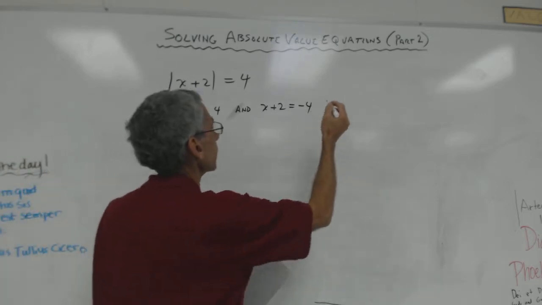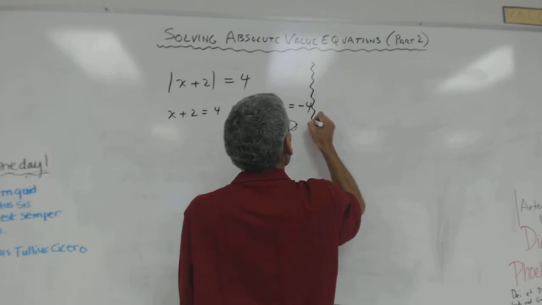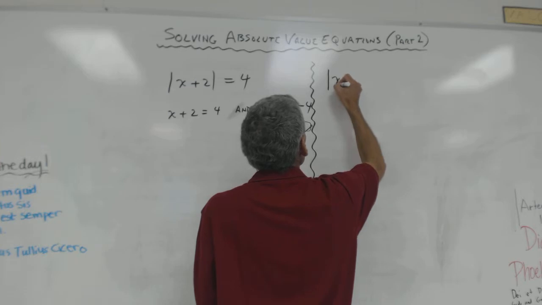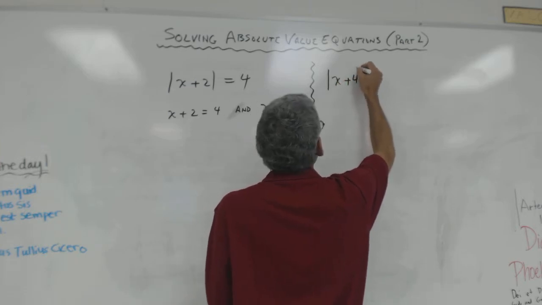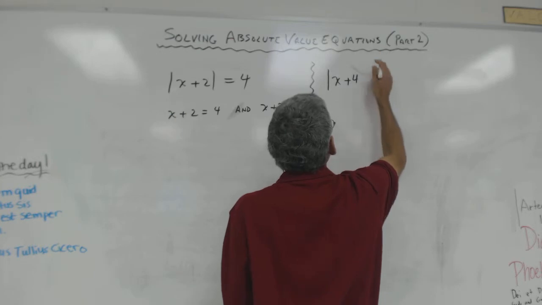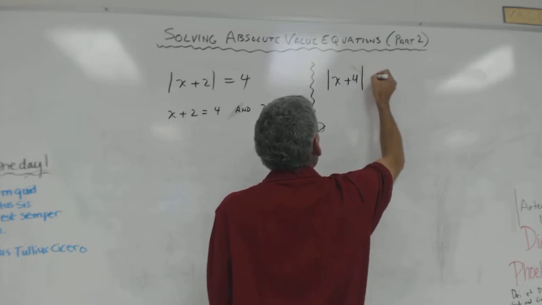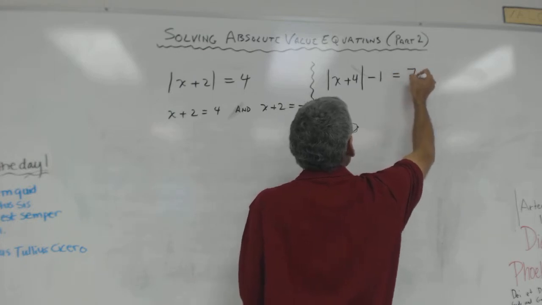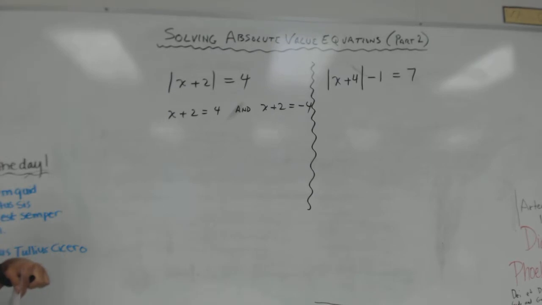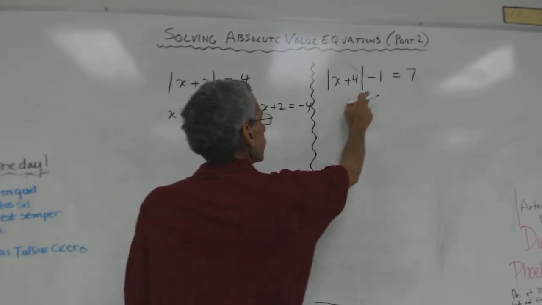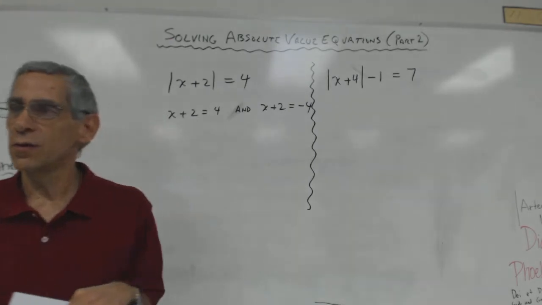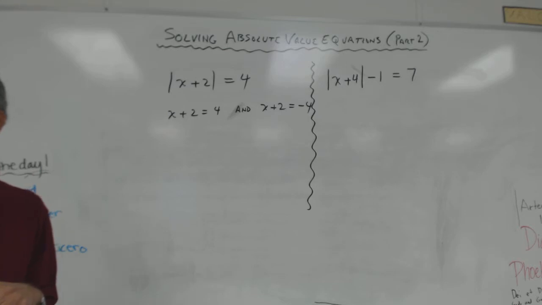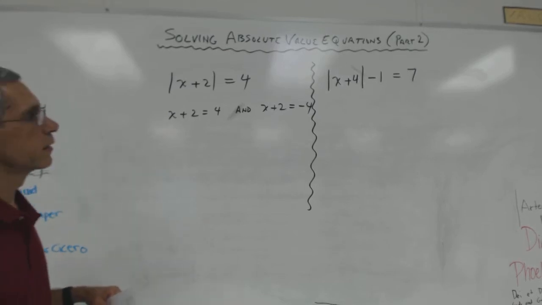But what if I gave you something like this? Let's say we had the absolute value of x plus 4, minus 1 equals 7. Wouldn't the minus 1 go in the absolute value portion? No. That's a good question. Do you guys see that minus 1? Does that throw a big question mark in your brain? Don't you just wonder, well, how do we deal with that?